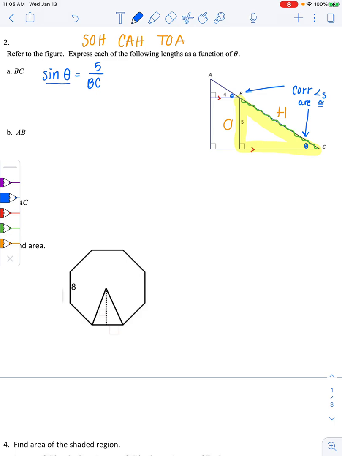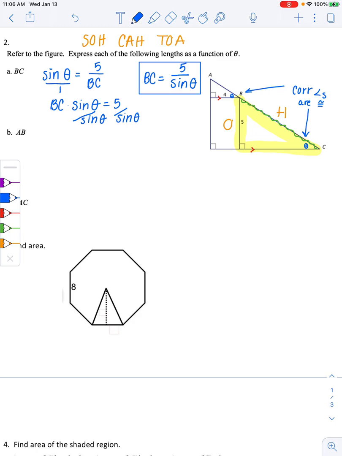To solve this, just like the day before, I'm going to put this over 1. BC times sine of theta equals 5. I want BC, so I'm going to divide both sides by sine theta, which leaves me with BC equals 5 over sine theta. Yes, that looks weird, but we did what it asked. We got BC in terms of theta.